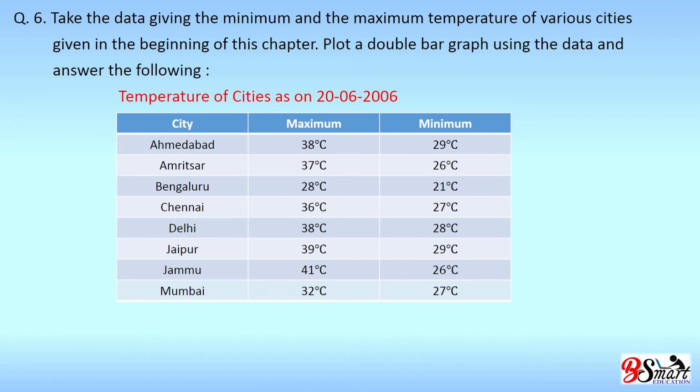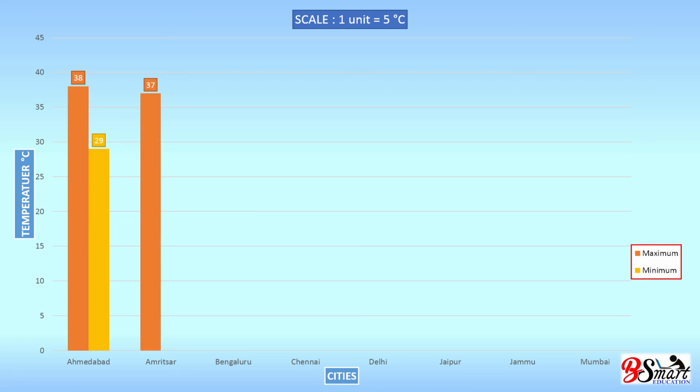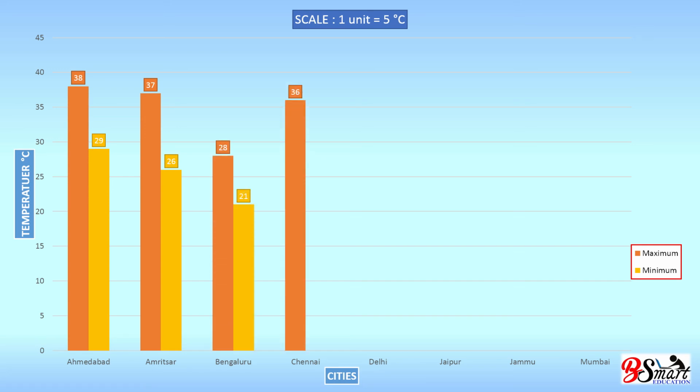Question number 6. You have to draw double bar graph as shown in previous question. These are maximum and minimum temperature recorded in different cities. Orange bar shows maximum temperature and yellow bar shows minimum temperature.